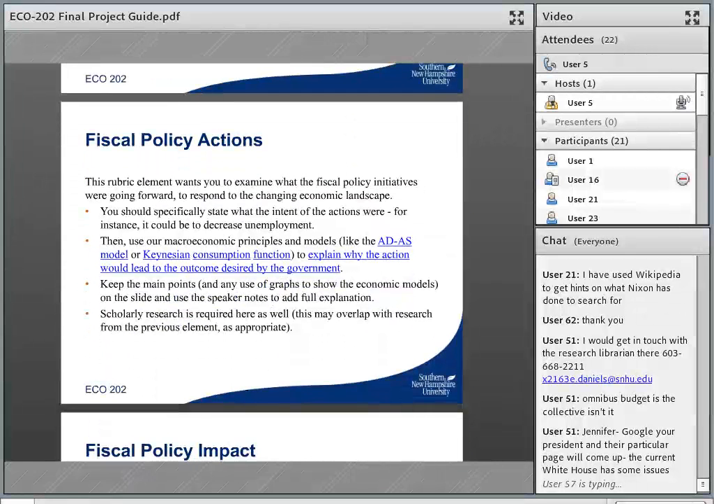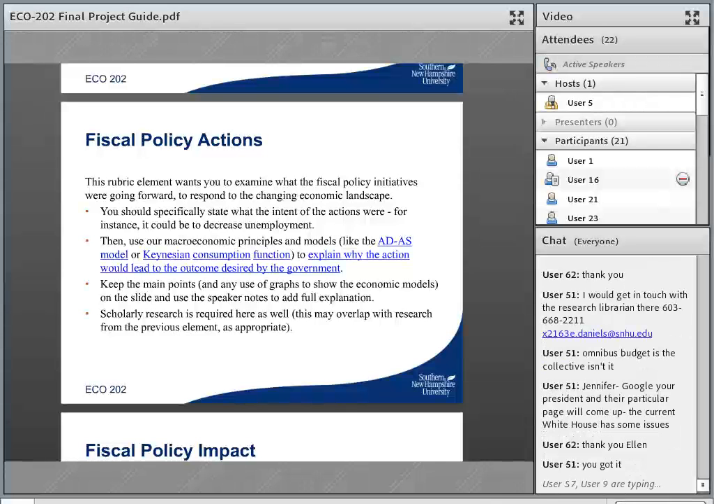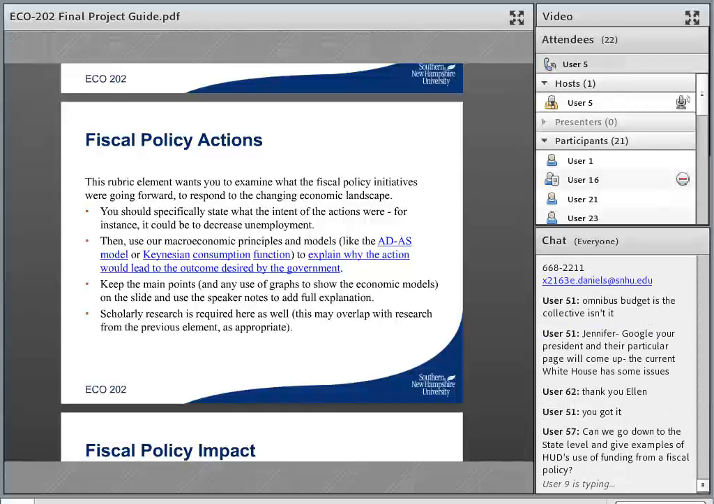So the next element is called fiscal policy actions. This one is actually very much the same as the one you just did, except that instead of saying what fiscal policy looked like at the very beginning of your chosen time period, you're going to describe changes that happened throughout the decade.